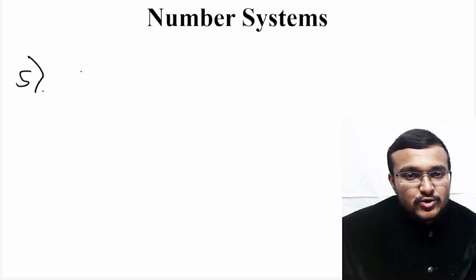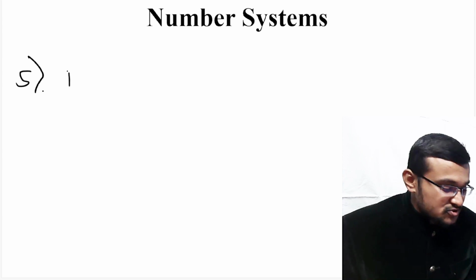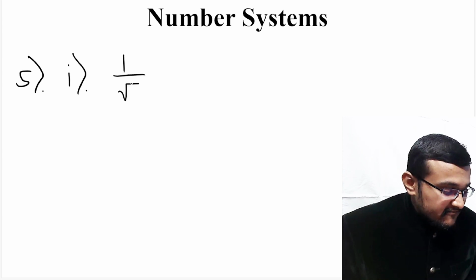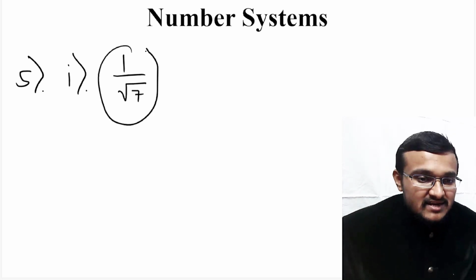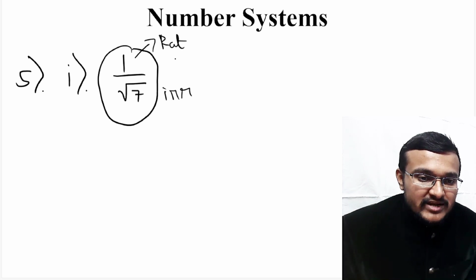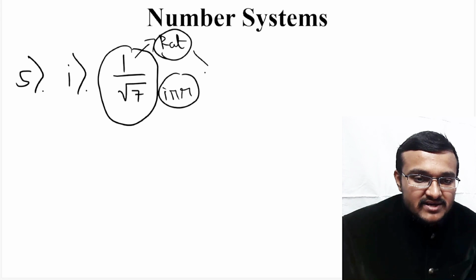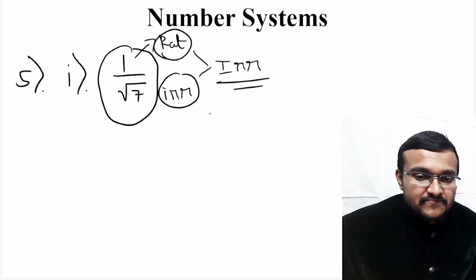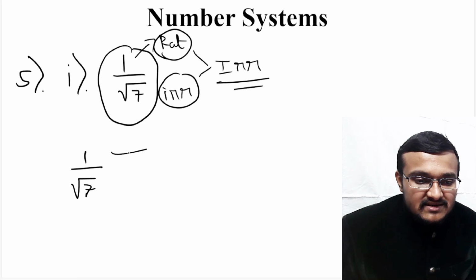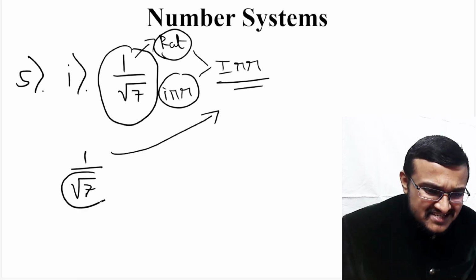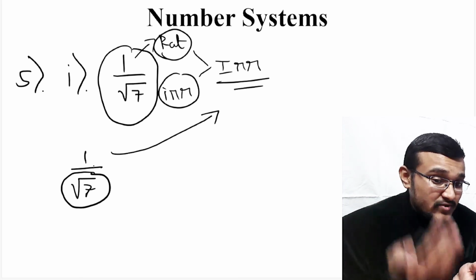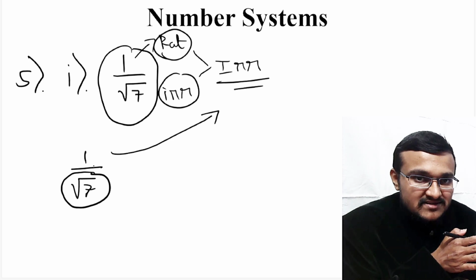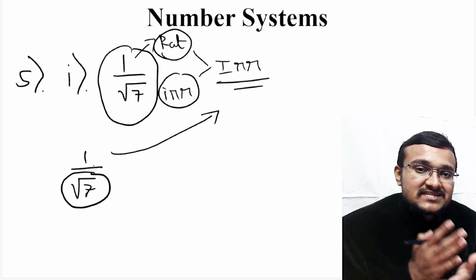Coming to the fifth question, here you have to rationalize the denominators. Looking into the first question, here you have 1 by root 7. So you have to rationalize the denominator. This entire term is an irrational number, because you have a rational number divided by an irrational number. Whenever you divide a rational number by an irrational number, it gives you an irrational number only. So 1 by root 7 is an irrational number, but you only have to rationalize the denominator. The entire term you cannot rationalize, because you cannot make an irrational number a rational number. That's why they are only asking to rationalize the denominator.